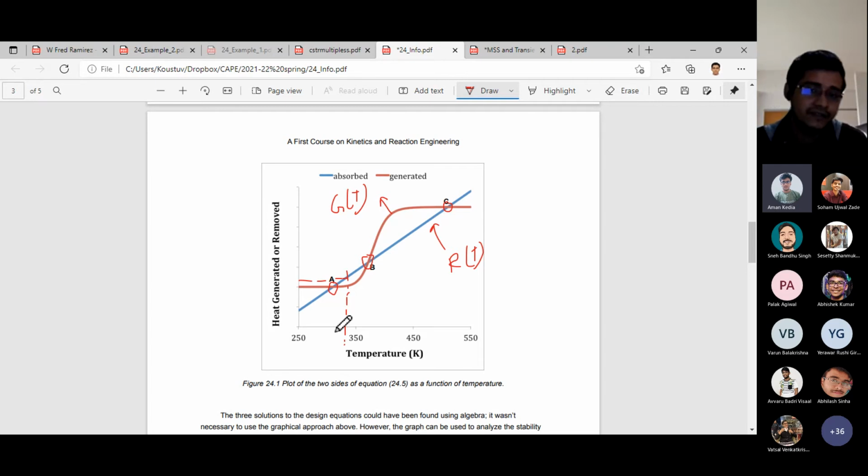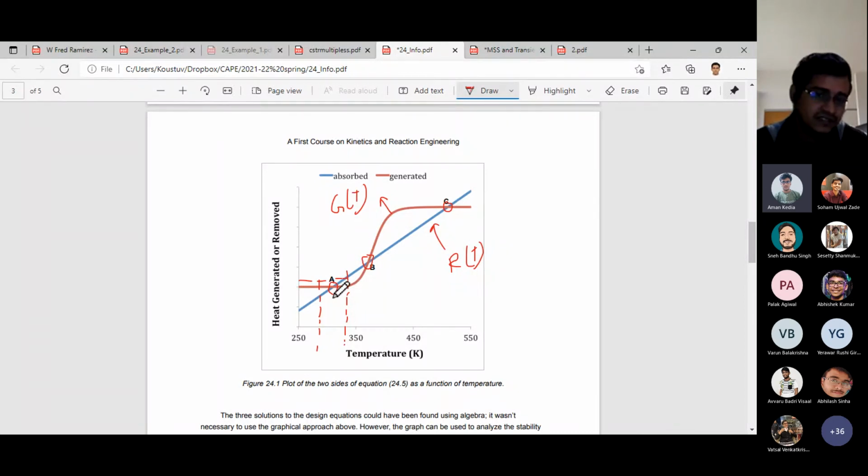So if some slight change causes the temperature to get restored back to its previous point, that is one side of the story. The second side of the story is that if the temperature, instead of increasing, has decreased slightly, now what happens? You can see that the heat generated term is more. That means heat will be generated more, so the temperature will increase. That will restore whatever drop in temperature happened back to its previous point, that means point A. So we are safe.